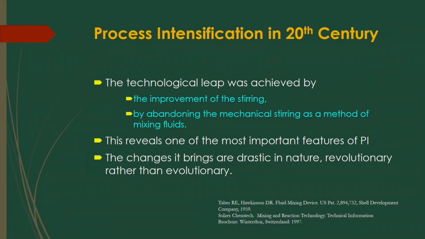And after that you will see that this technological leap was achieved by improvement of stirring, by leaving mechanical stirring equipment as a method of mixing fluids, and this reveals one of the most important features of process intensification, and then onward it has been counting. The changes it brings are drastic in nature and revolutionary, you can even say, rather than an evolutionary change of process techniques, to get it in a sustainable way.